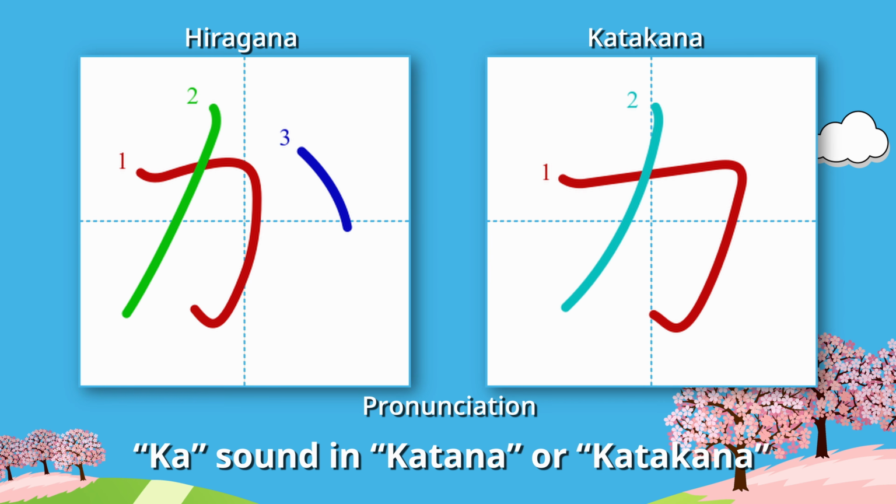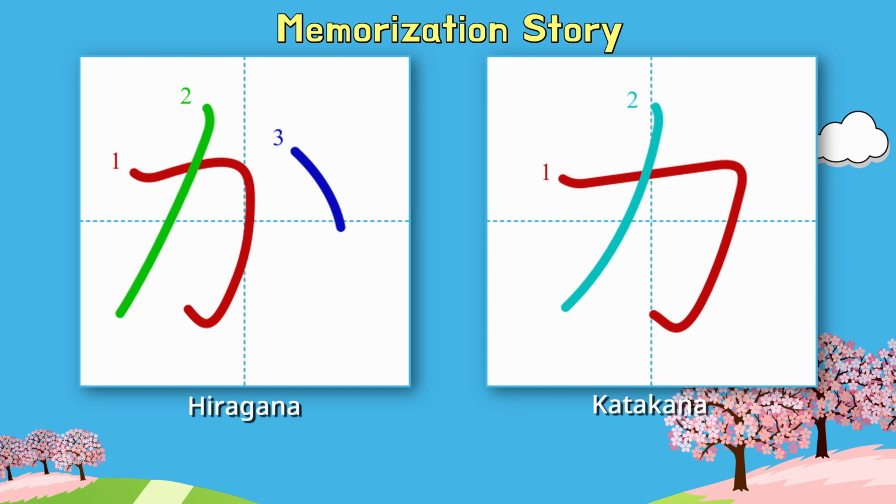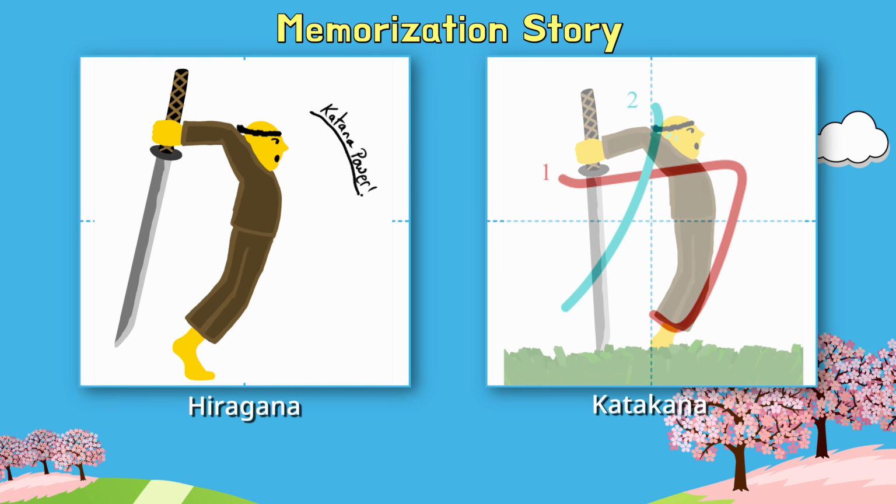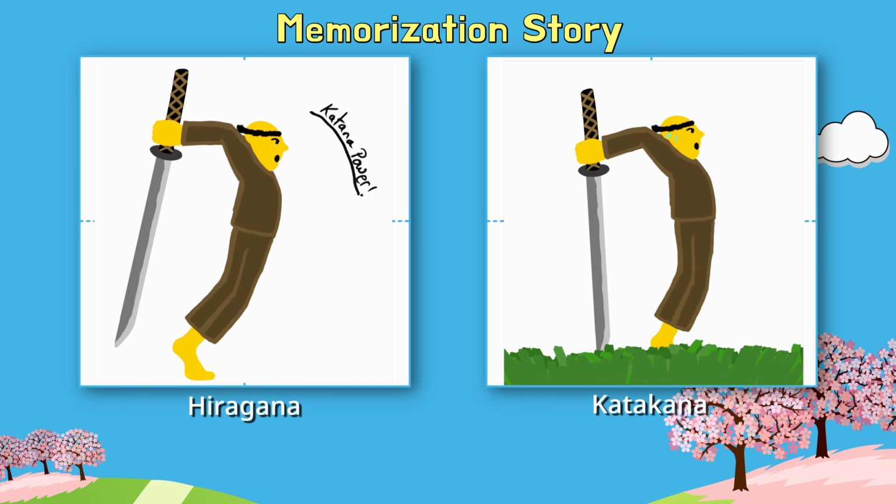か、か。 The hiragana ka looks like a samurai with a katana held behind his back in preparation to strike as he shouts, "Katakana power!" Katana power! In the speech bubble to the right. The katakana version of ka is what he looks like after realizing the sword is a bit too heavy.